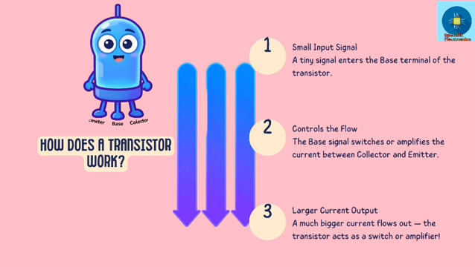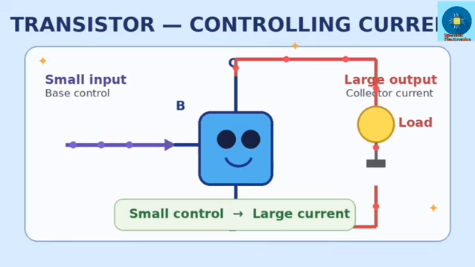Now let's understand how a transistor works with these three parts. The first terminal is the emitter, it supplies charge carriers, and the second terminal is the base, it is the control terminal of the transistor. The third terminal is the collector. It collects the charge carriers and delivers the output current. Remember, this is very important. A very small current at the base can control a much larger current flowing between the collector and the emitter.